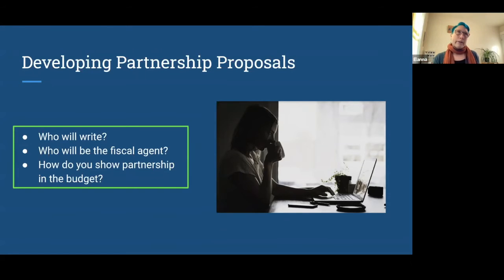And that includes reporting. So who is taking care of the budgeting, making sure that you're on budget and reporting how money was spent. How do you show partnership in the budget? So we'll go over that as well. There are specific ways that you can include line items that describe what is being used, where it came from, and what your organization either paid for or benefited from through a partnership.